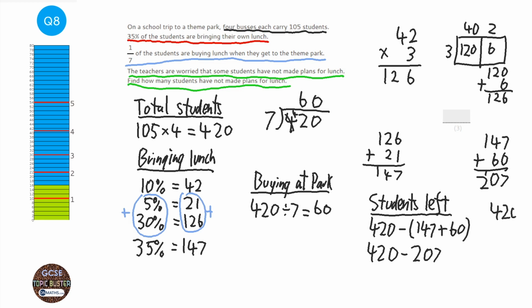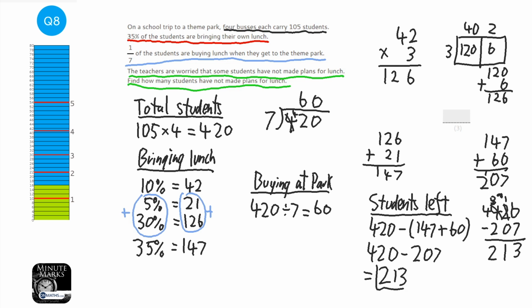And finally we need to work that out. So 420 take away 207. You can't do 0 take away 7, so we nick 1 there. 10 take away 7 is 3. We need to nick 1 there as well. So 11 take away is 0. Oh no, I don't need to nick 1 there, do I? So we've just got 1, so that's 1. 4 take away 2 is 2. So the answer is 213.